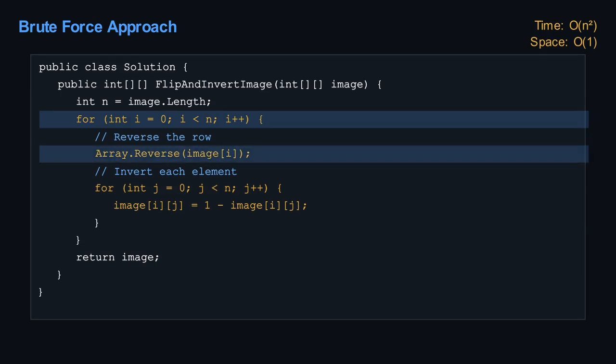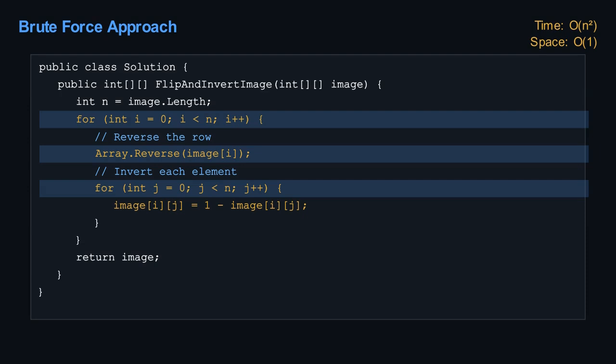So for an image with n rows and n columns, we would first loop through each of the n rows. Inside that loop, to reverse a row, we might perform about n swap operations. After reversing, we would then loop through that same row again, performing n inversion operations. This means for each row, we're doing roughly n operations for reversing, and then another n operations for inverting. Since we do this for n rows, the total number of operations would be roughly n multiplied by n plus n, which simplifies to n multiplied by 2n, or 2n squared. This gives us a time complexity of O of n squared.